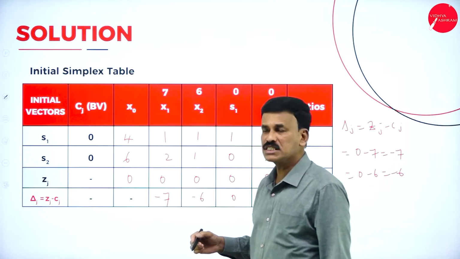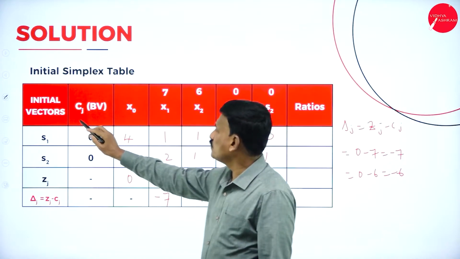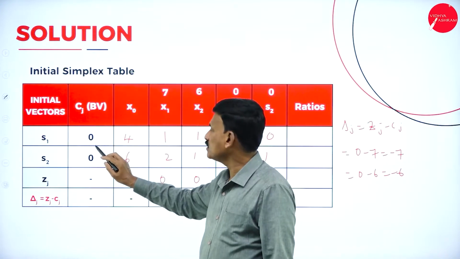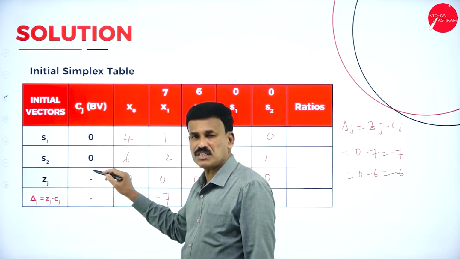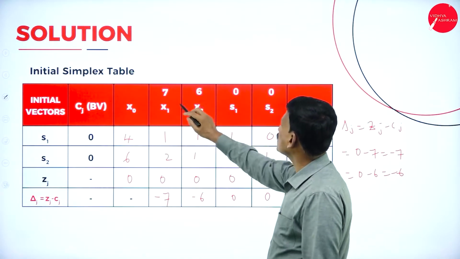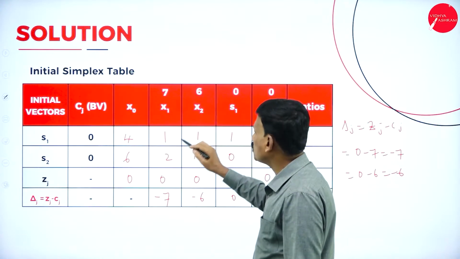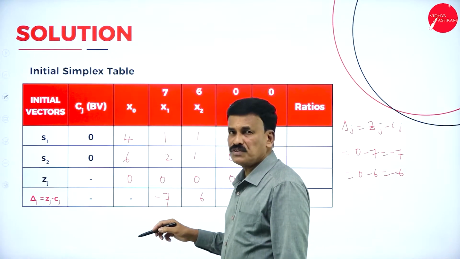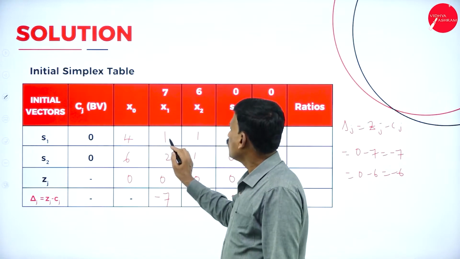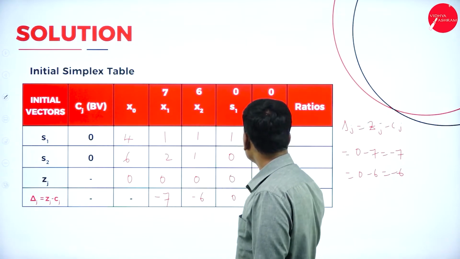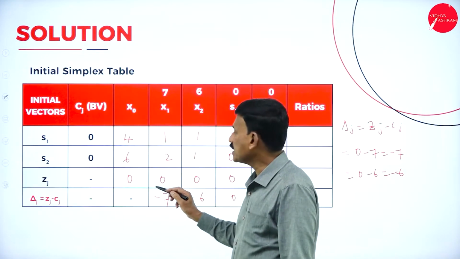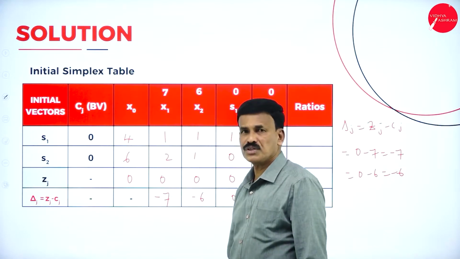Listen to me, the initial simplex table. Write down the coefficients of the initial vectors. Initial vectors are s1 and s2. The initial costs of s1 and s2 are 0. And write down the coefficients of x1, x2, s1, s2 on the top, 7, 6, 0 and 1, from the given objective function. And the coefficients of x1, x2, s1, s2 from the constraints, that is 1, 1, 1, 0, 2, 1, 0, 1. And the ratios, that is the values of x naught, are on the right hand side of the constraints, 4 and 6.